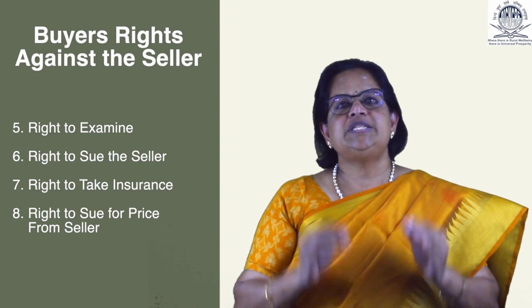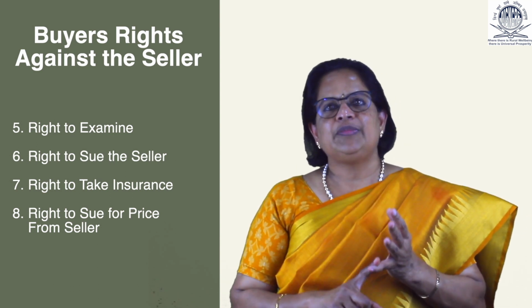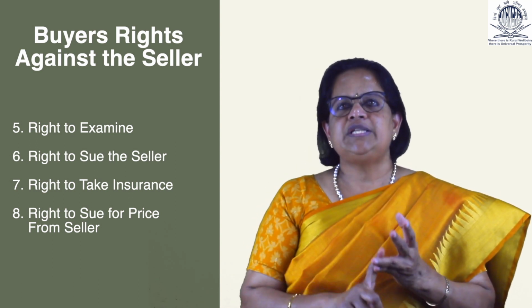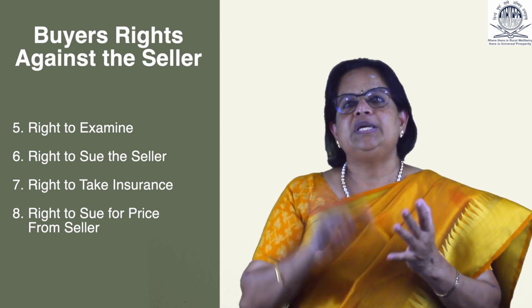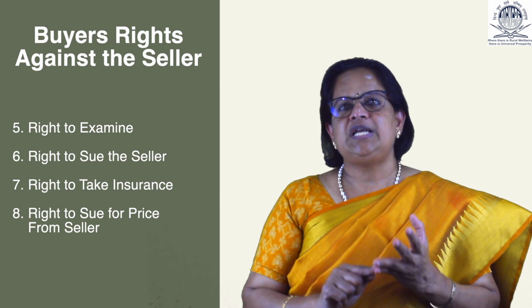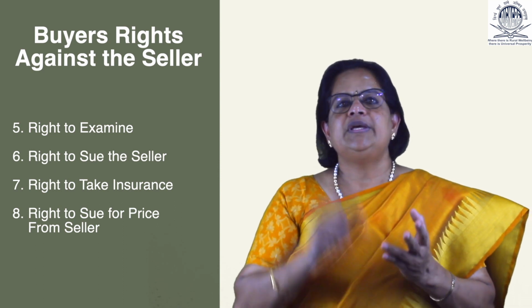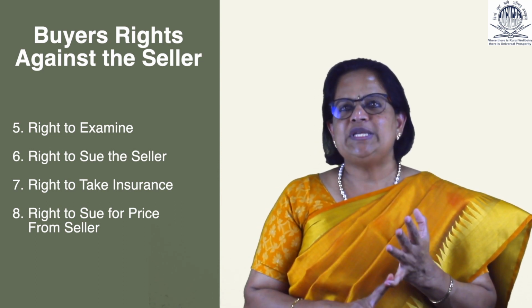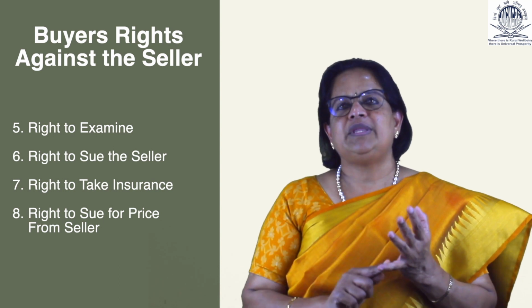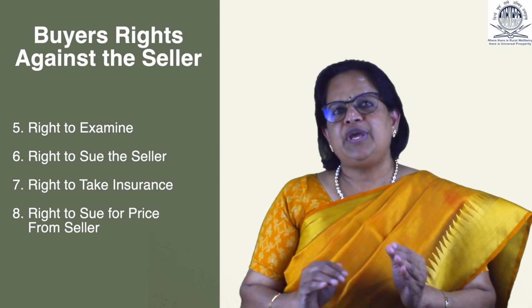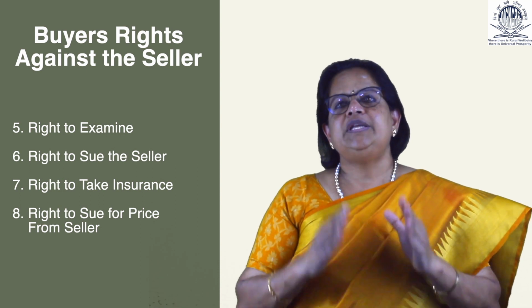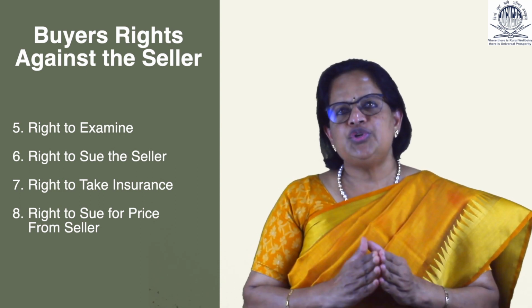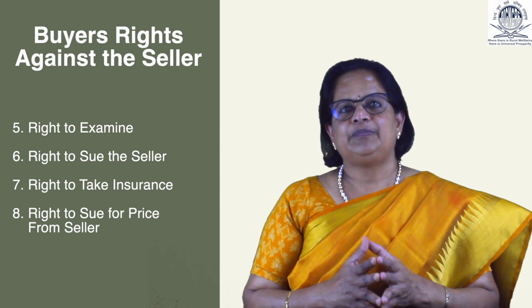The seventh right is the right to take insurance if the buyer believes that goods may be damaged in transit or transportation. Thus, it is the duty of the seller to give notice to the buyer if the seller delivers goods by sea route or by any other method where the apprehension that the goods may be destroyed is there. Then it is the right of the buyer to insure the goods before its delivery.